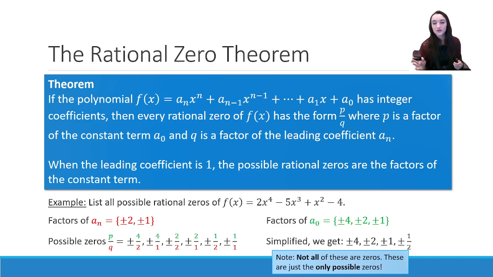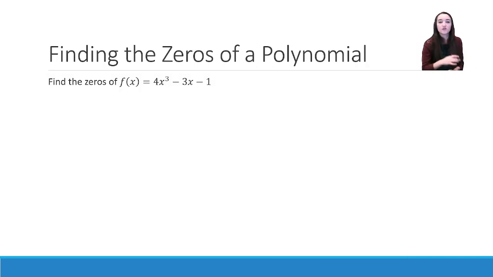Again, rational ones. There is a possibility of complex zeros or irrational zeros in certain problems, but we're talking about the rational zeros that we basically find through factoring. So these are the only possible options. So let's do another one. Find the zeros of f of x equals 4x cubed minus 3x minus 1.